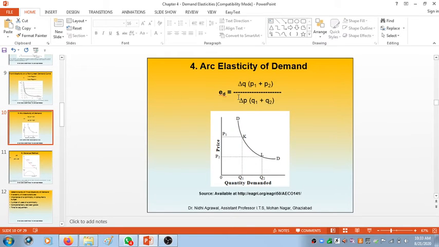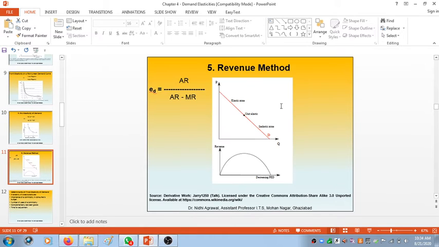So we applied this particular formula, but in that case there was only one price, but here we are labeling two price levels, so we have to take the average of P1 and P2. So P will be replaced by (P1 plus P2) divided by 2, and Q will be replaced by (Q1 plus Q2) divided by 2. Because 2 is common in both the fractions, the 2 will be cancelled, and finally the formula will be reduced to delta Q times (P1 plus P2) divided by delta P times (Q1 plus Q2). So this is the method of calculating arc elasticity of demand.